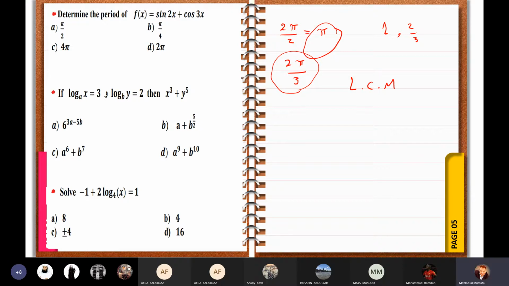Can you hear me, please? Can you hear me? Yes, yes, teacher. Yes, we can hear you, sir. So how to find the lowest common multiple, or the least common multiple?